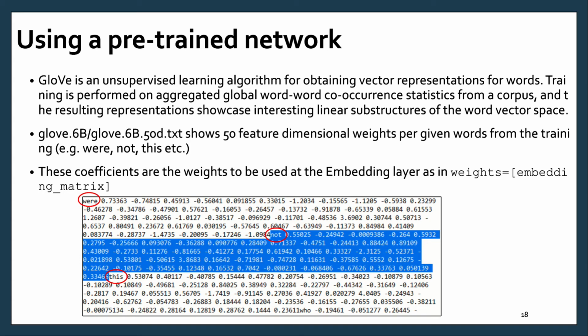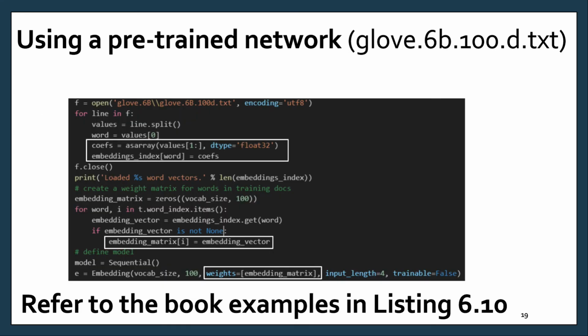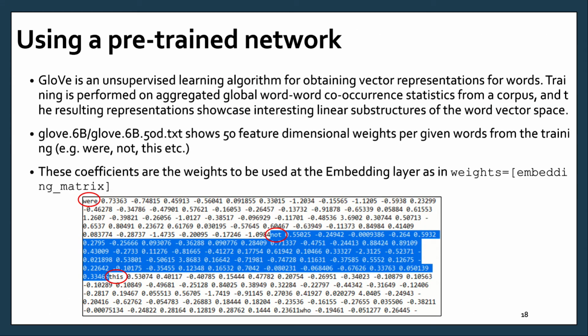In the second bullet point, let's say we have glove.6B and glove.6B.50d.txt. It shows 50 feature dimensional weights per given word from the training, for example where, not, this, and so on. These coefficients are to be used at the embedding layer as weights. As you can see with the highlight of the red circle here, the where, not, and this. And so going back, the word where has 50 feature dimensional weights, and so do not and this.